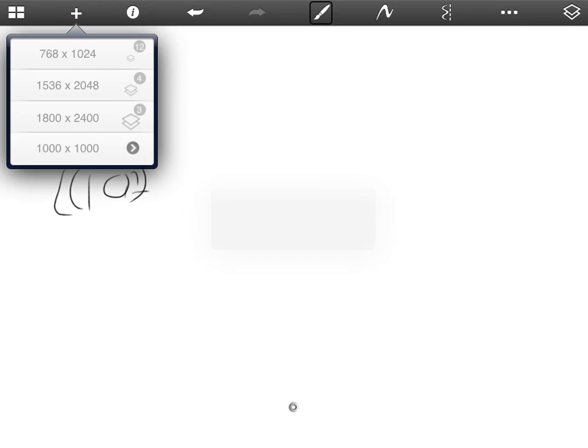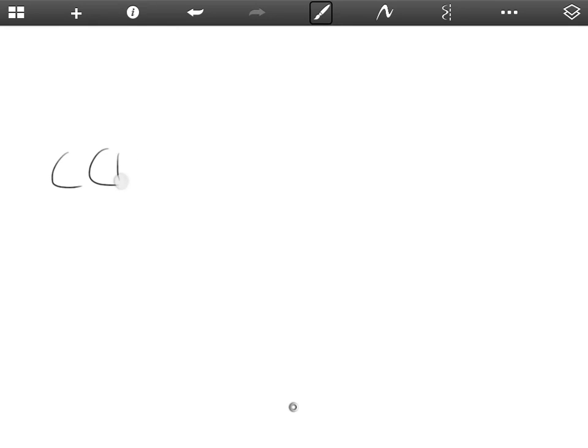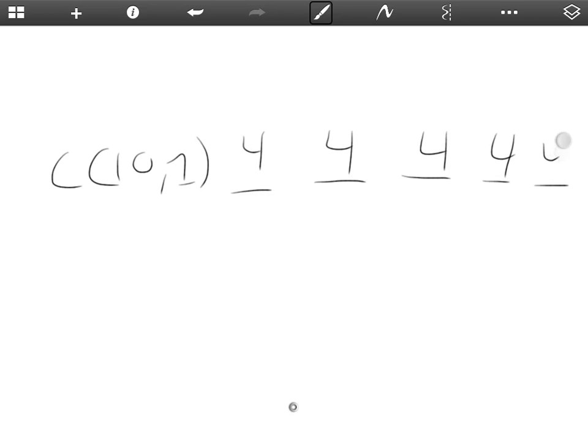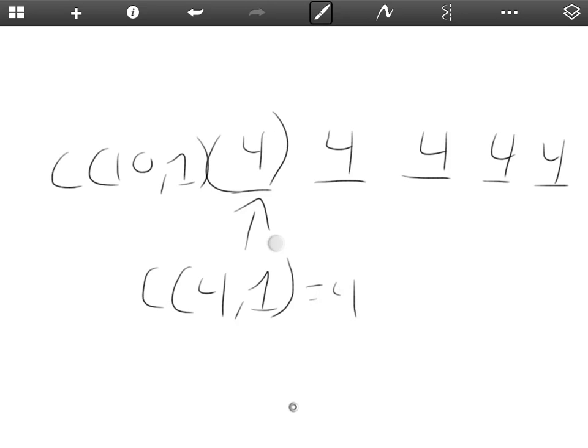And so this is going to be 10 choose 1. Let's try this one more time. We should do 10 choose 1 times the possibilities of these. There are 4 possibilities for this one, 4 possibilities for this one, 4 for this one, and 4 for this one. This is 4 choose 1, which is equal to 4. And this is also 4 choose 1, and this is 4 choose 1, and this is 4 choose 1, and this is 4 choose 1.